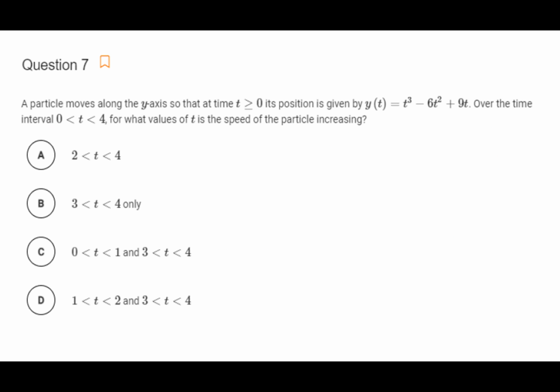All right. I'm just going to get you started on this number 7. I'm going to do a couple more even after this. So number 7, another particle movement one, moves along the y-axis at time t is greater than or equal to 0. Its position is given by this, y of t. Over the interval from 0 to 4, at what values of t is the speed of the particle increasing?